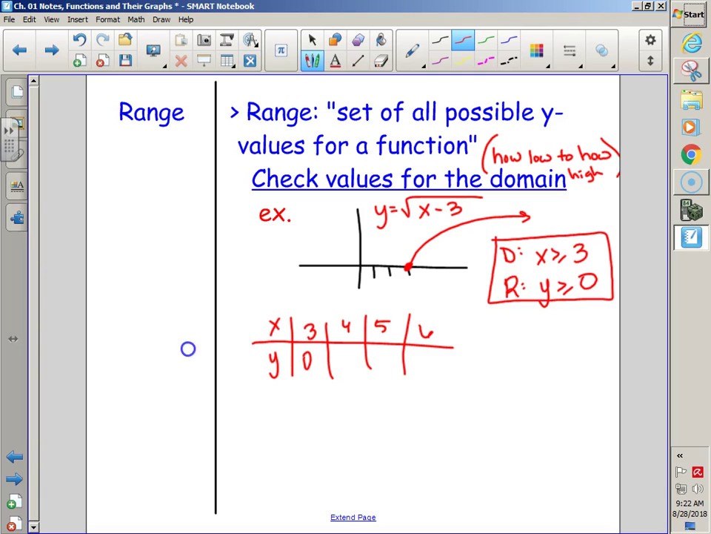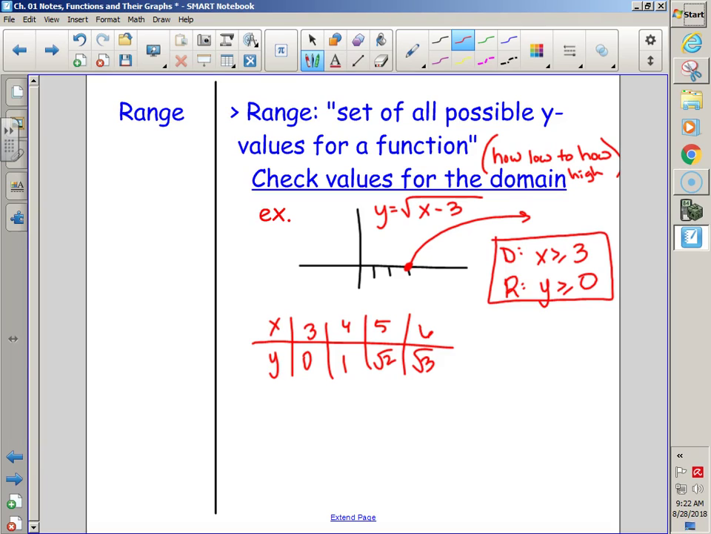Plug in 3, you get 0. Plug in 4, you end up with square root of 1 is 1. Plug in 5, you get something gross. Plug in 6, you get something gross too. But either way, you're like, I think all the y's are going to be positives. And it was allowed to be 0, so positives and equal to 0. Okay, sounds good. But do you see how the graph is so much easier?